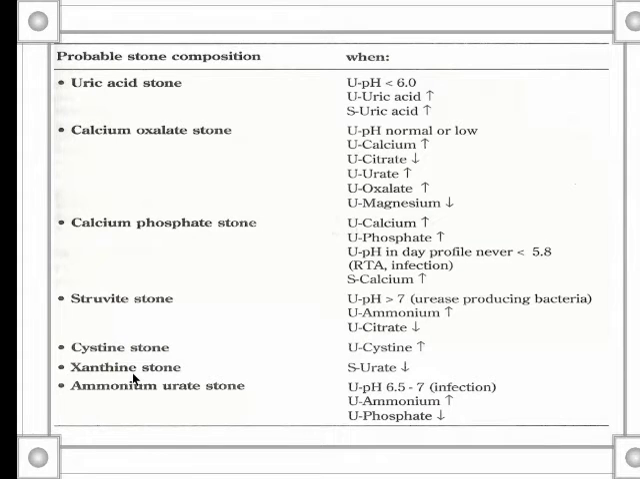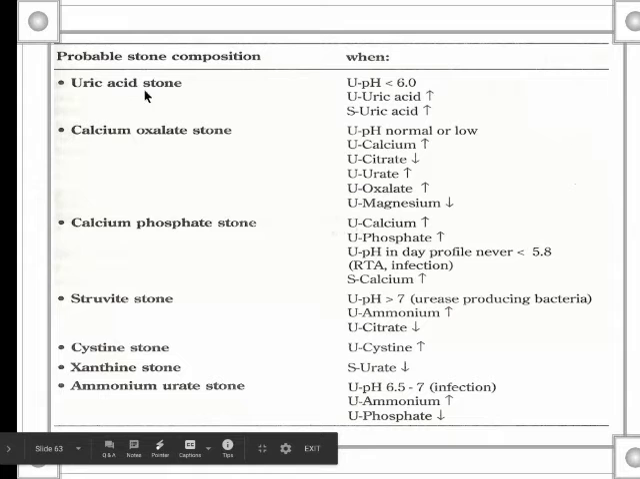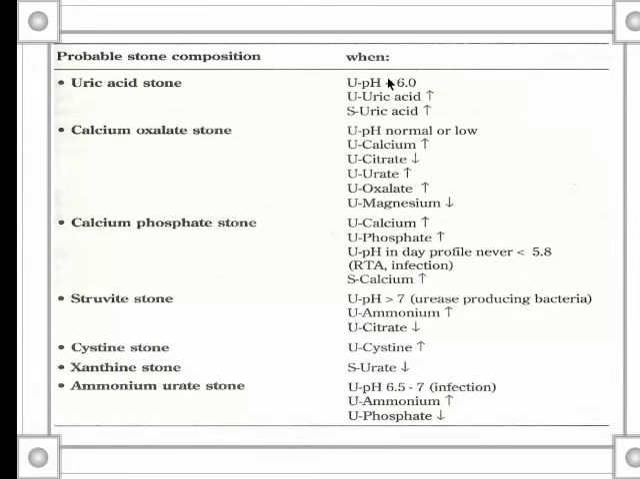So what you expect, you should note down this, you will not find it in your books. In uric acid stones, you will find that urinary pH is acidic, less than 6, and urinary uric acid is increased, and serum uric acid is increased. It means they will have uric acid stones. So U stands for urine exam, S for serum, blood examination.